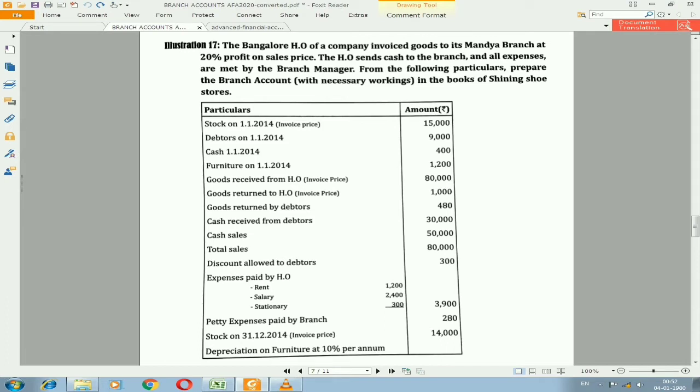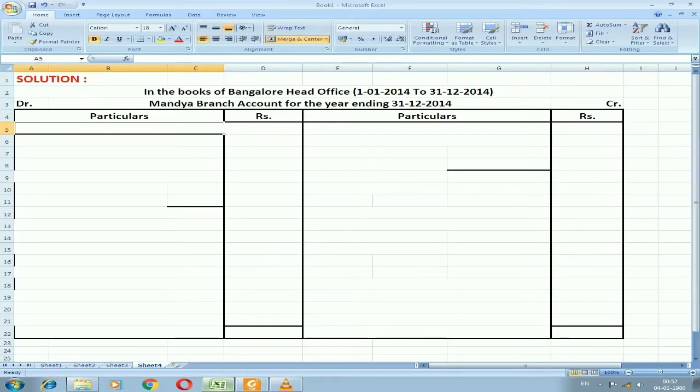Head office name is Shining Shoe Stores, which is located in Bangalore, and the branch which is located in Mandya. And the financial year will start from 1/1/2014 to 31/12/2014. In this format I have given the heading as in the books of Bangalore head office, 1/1/2014 to 31/12/2014, Mandya branch account for the year ending 31/12/2014. And the rest of the things is particulars, rupees.